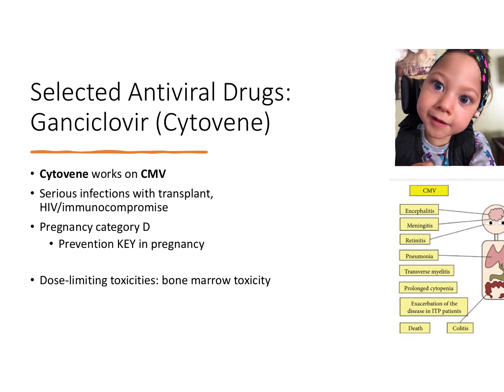So this just shows some of the symptoms that can happen. It can happen in numerous parts of the body. So it can cause encephalitis, which is confusion and neurological symptoms, meningitis, which is infection of the meninges in the brain or the spinal cord, retinitis in the retina of the eyes, pneumonia, transverse myelitis. Don't worry about the ones that are a little different. Prolonged cytopenia, so blood difficulties, and exacerbation of the disease in people that have idiopathic thrombocytopenia.